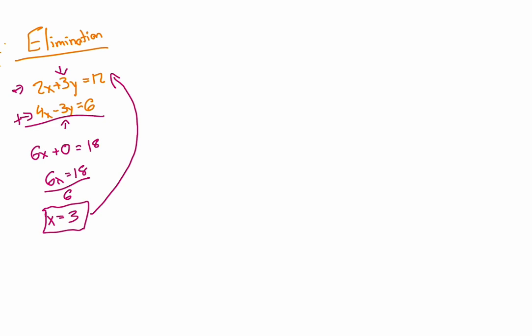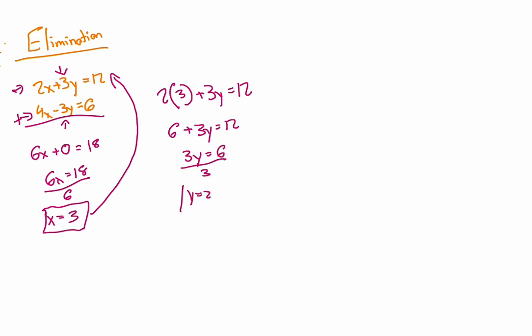So I'm going to say 2, instead of x, I'm going to put a 3, plus 3y equals 12. 2 times 3 is 6, so it's 6 plus 3y equals 12. I'm going to subtract 6 from both sides, so 3y equals 6. Divide by 3, and our y value is 2. So again, we only have one solution. We have x is equal to 3, y is equal to 2.